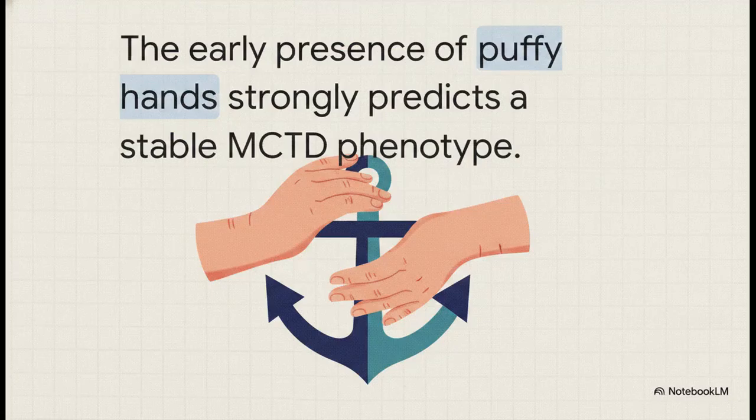And here's a truly surprising fact that came out of that exact same Norwegian study. Remember those puffy hands we were talking about earlier? Well, it turns out that the early presence of puffy hands is actually the single strongest clinical predictor that the patient's disease will remain stable as MCTD over the long term. It's kind of ironic, right? It's amazing how a simple, seemingly superficial physical symptom can hold so much prognostic power.